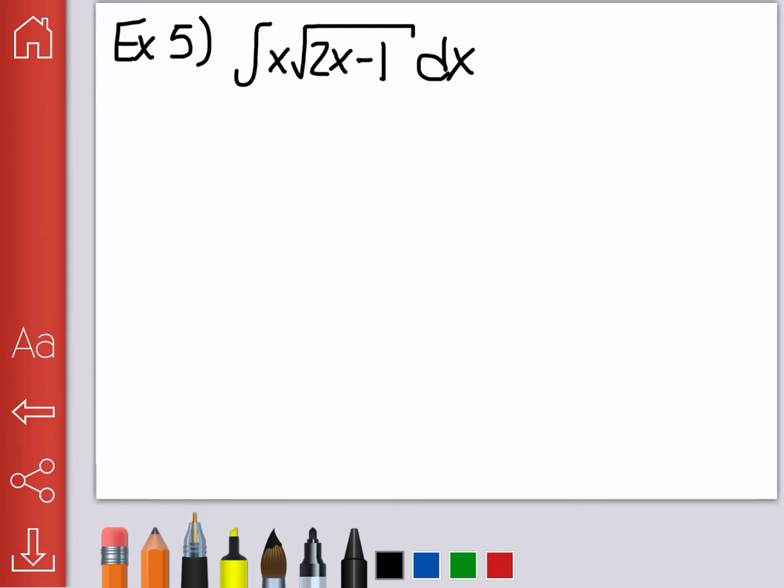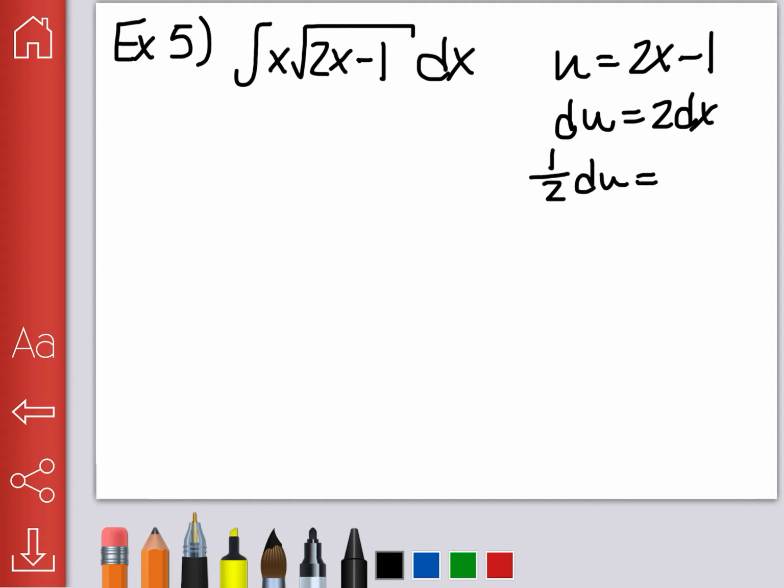Okay guys, so example 5 is probably the hardest in the notes. So let's just jump right in. It's deceivingly hard. It doesn't really look that bad. I think it's a no-brainer what we should let u be. u obviously needs to be 2x minus 1. That would mean du is 2dx. However, we don't have a 2 dx, so that means 1/2 du equals 1 dx.